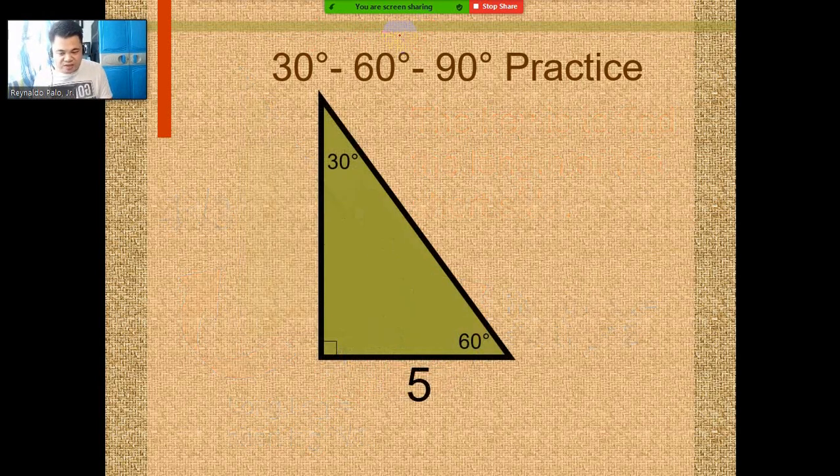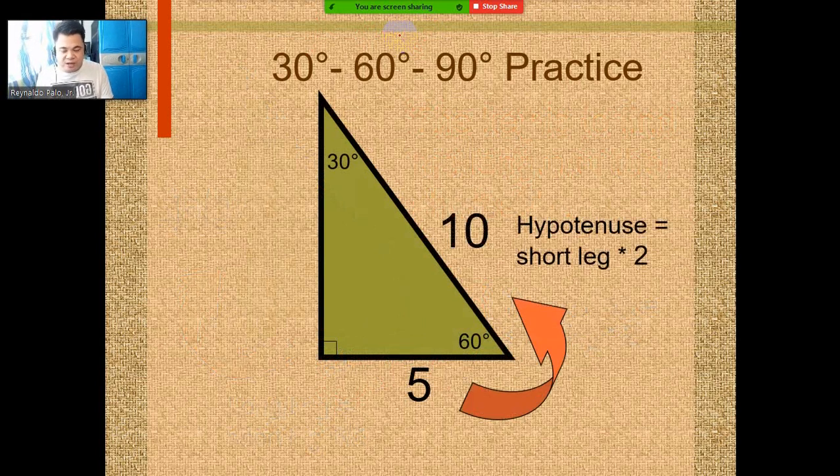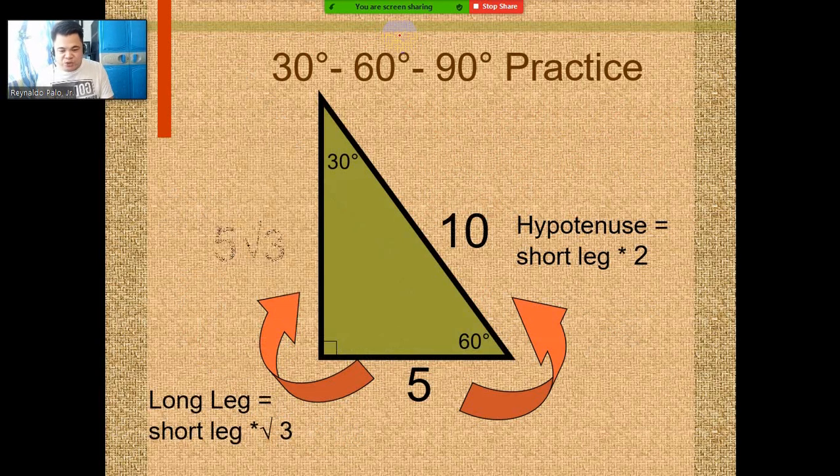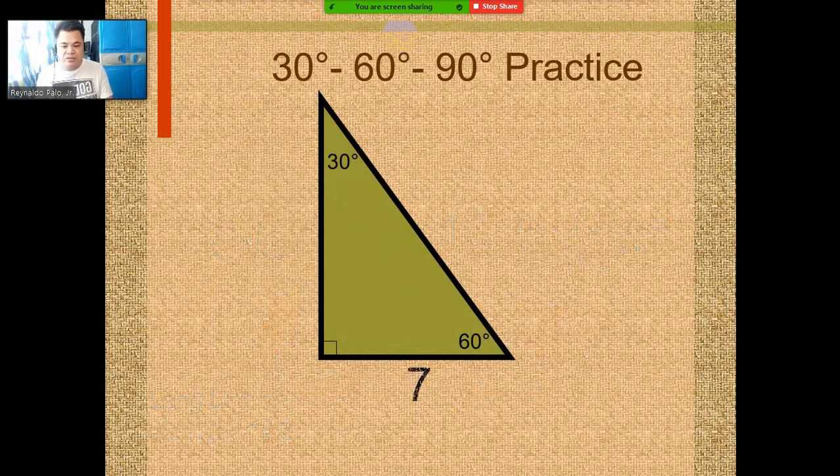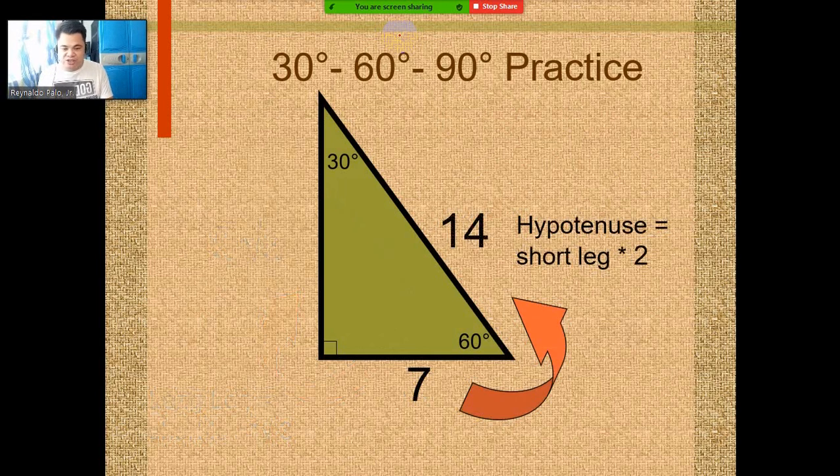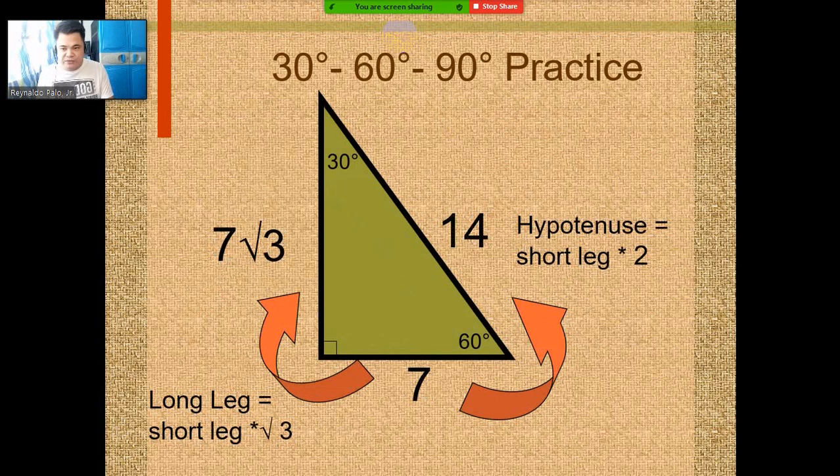Right? So if that is 5, to get the hypotenuse, multiply it by 2. So it is now 10. 5 times 2 equals 10. To get the long leg, multiply it by square root of 3. It's now 5 square root of 3. Then, short leg again, 7 times 2. For the hypotenuse, it's 14. And then for the long leg, it's 7 square root of 3.